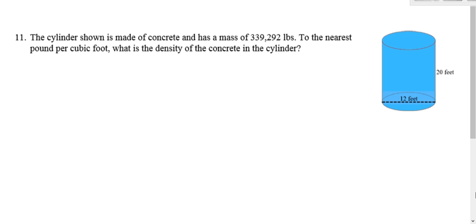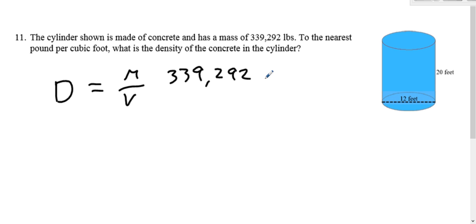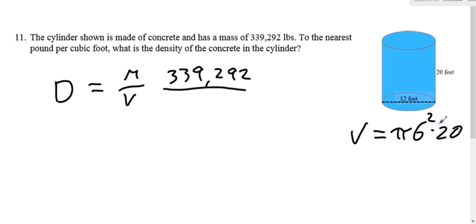So here's another density question. What's the density of the concrete? Density equals mass over volume. So we know the mass, 339,292. We need to know the volume, so we're going to find the volume there. Pi r squared times h. Pi, diameter is 12, so the radius is 6, times the height is 20.